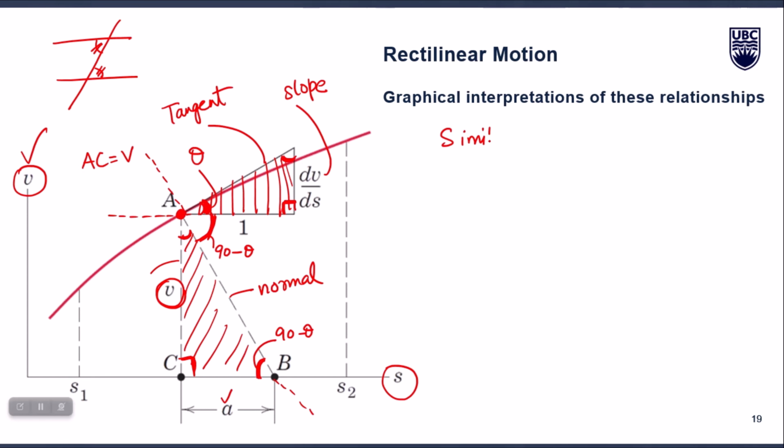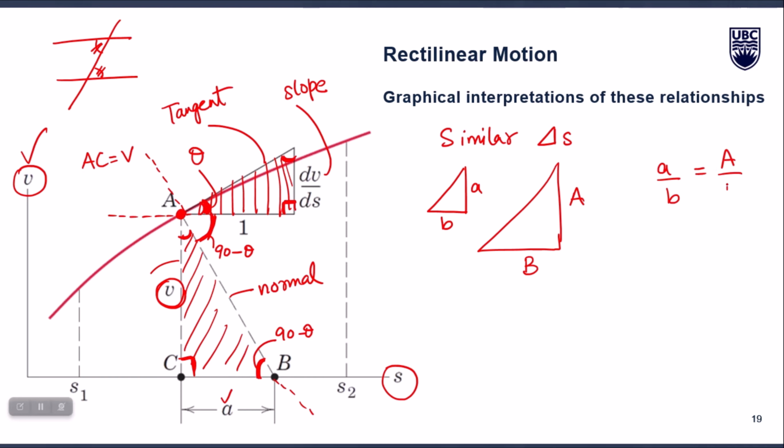And for similar triangles, we have a rule, you know that already, and that rule is that if, for example, this is a small triangle, this is a big triangle, if this is small a, small b, and this is capital A and this is capital B, then you know that small a over small b should be equal to capital A over capital B, right? So the ratio of their side lengths should be equal. So we can do that with this small triangle and big triangle.